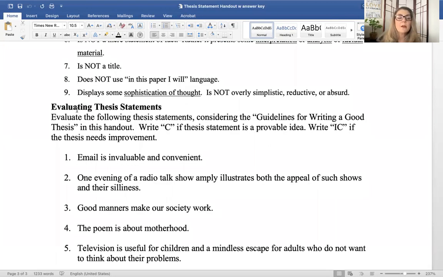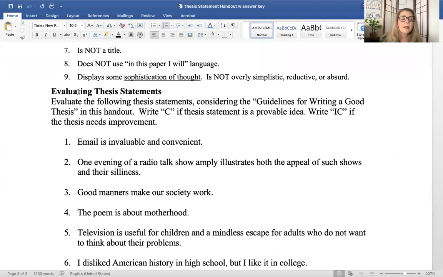And then number 9, a good thesis statement displays some sophistication of thought. So it's not, again, a very simplistic, vague thesis statement that keeps your reader guessing as to what you will discuss in the essay. So make sure you flesh out those simplistic ideas that need more detail so your reader knows exactly what you're going to prove in your essay.